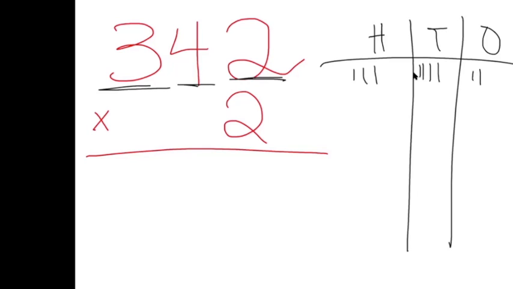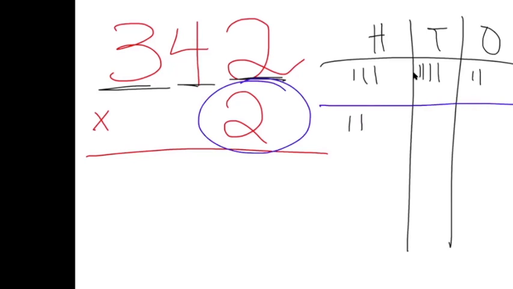They want me to show this 2 times. Okay, so here's my first time. I'm going to show it again a second time. 1, 2, 3, 1, 2, 3, 4, 1, 2. Okay, so I've shown 342 2 times.